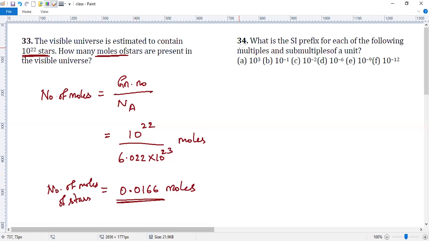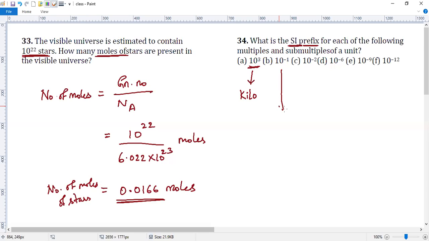Question number 34. It's very simple. You have to find the SI prefix for these multiples and submultiples. 10^3 you already know, 1 kg. I'm just asking what prefix you will give it. 10^3 grams is called kilo. So the prefix is kilo.